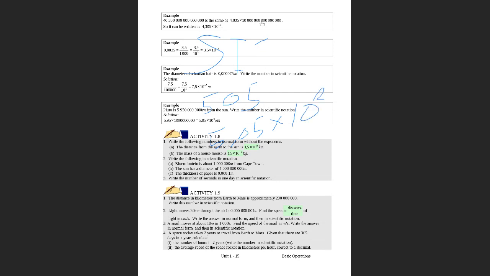So if you have been able to do this, can you tell me what a scientific notation is? Can you describe this for me? When we say a scientific notation, what do we mean?